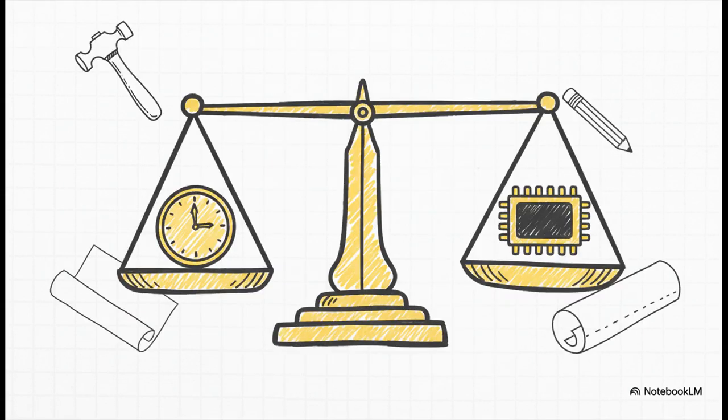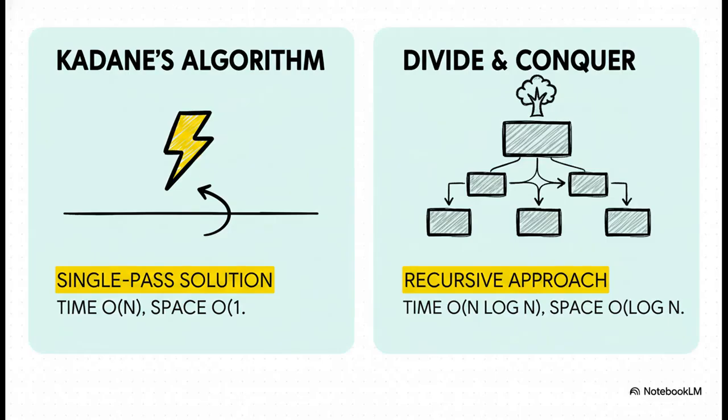Okay, but to become a true craftsman, you have to go one level deeper. It's not just about finding a solution. It's about understanding why one solution is better than another. And that means analyzing the trade-offs. Let's take the maximum subarray problem. There are a few ways to solve it.